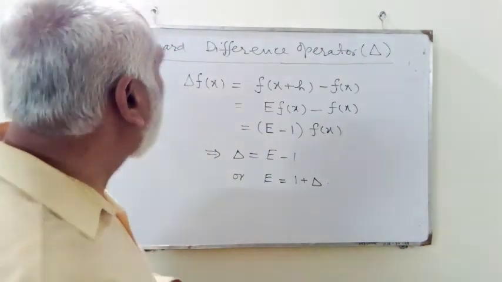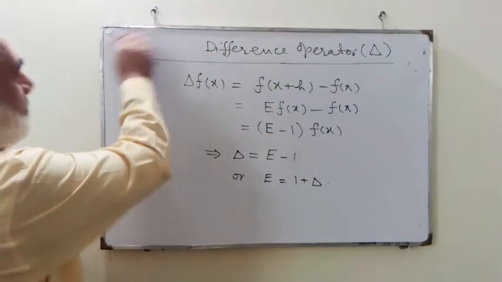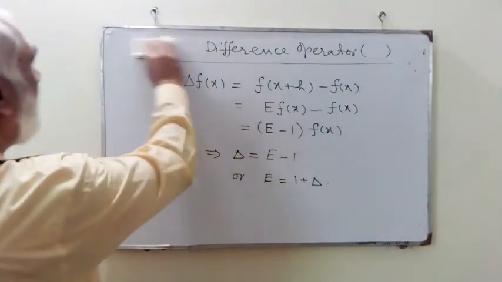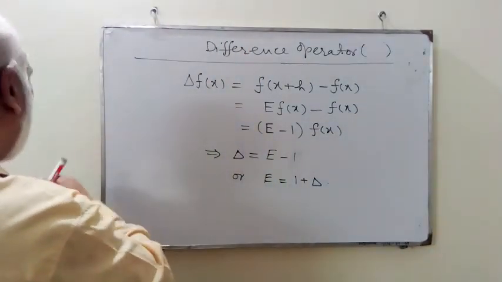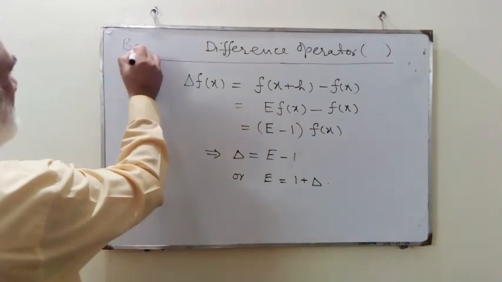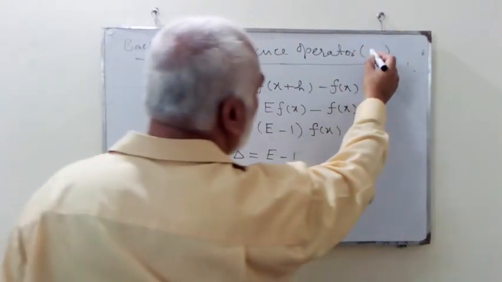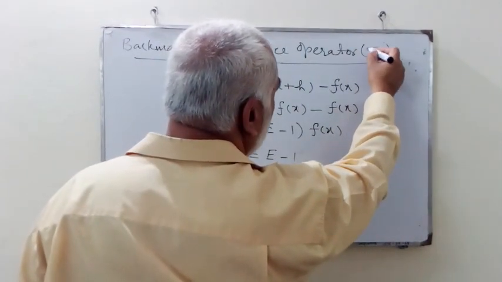Okay, the next operator is named the backward difference operator. And the notation for this operator is another delta.